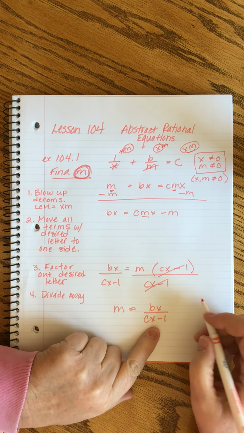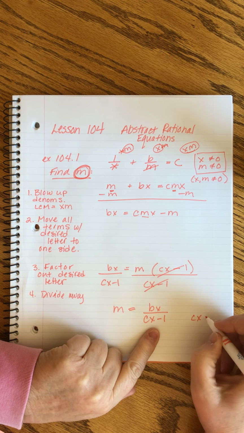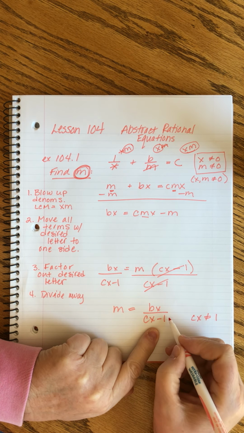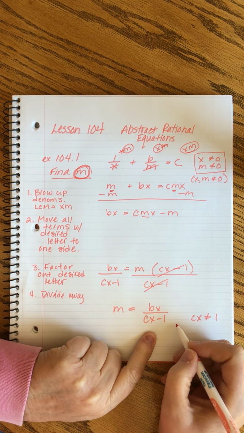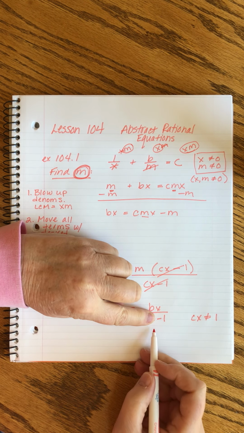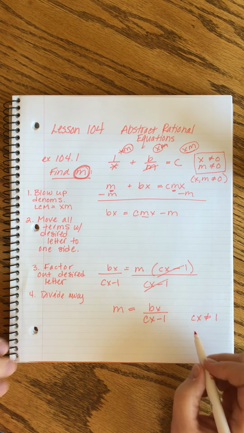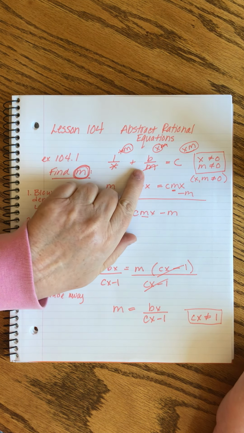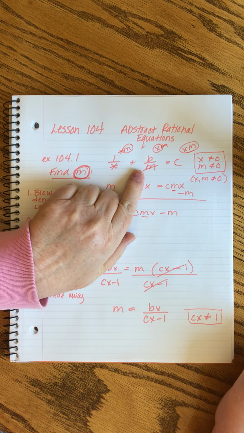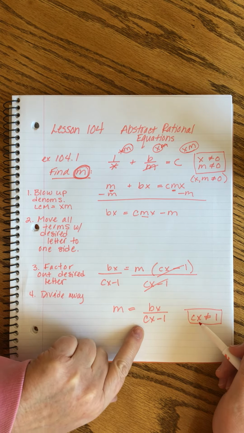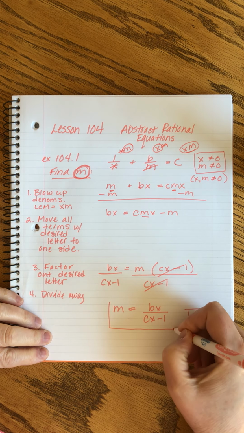And also we need to say here that cx cannot be equal to 1, right? I could set this up as equals 0, add 1 to both sides, but I can also just look at it and go, okay, if cx was equal to 1, that's when disaster would strike. So this is also part of my solution. John set up the restraints on the original equation, and then you have to set them up for the answer. This is the answer.